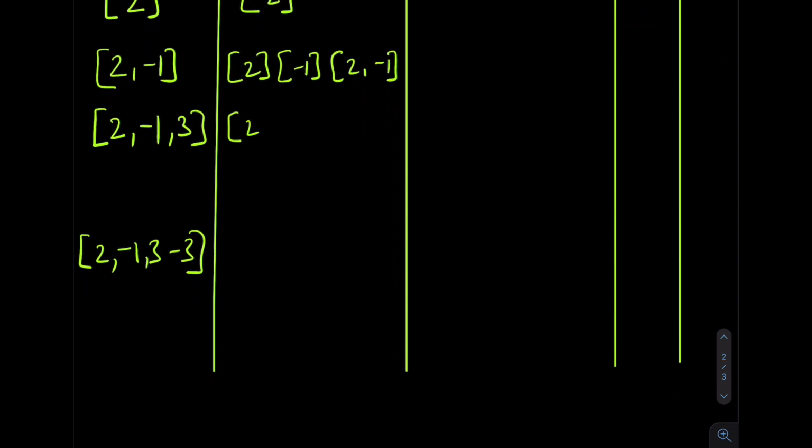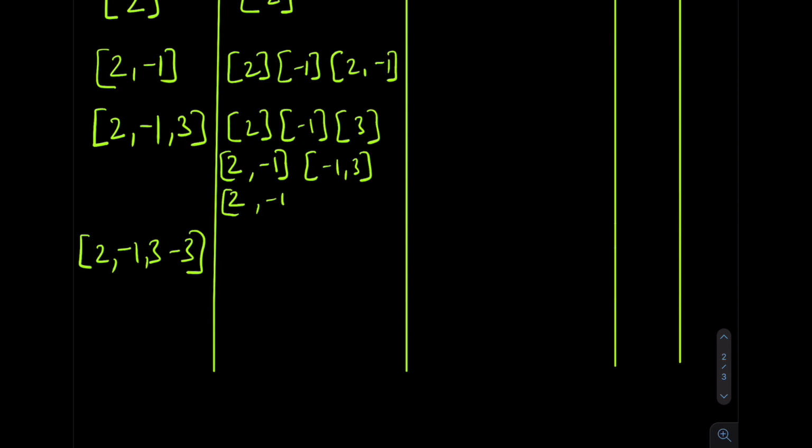For the next one, it's again the 2, all the individual items, and then the items grouped in pieces of 2, and then you have the complete subarray 2, -1, and 3. This is how you can find the subarrays.